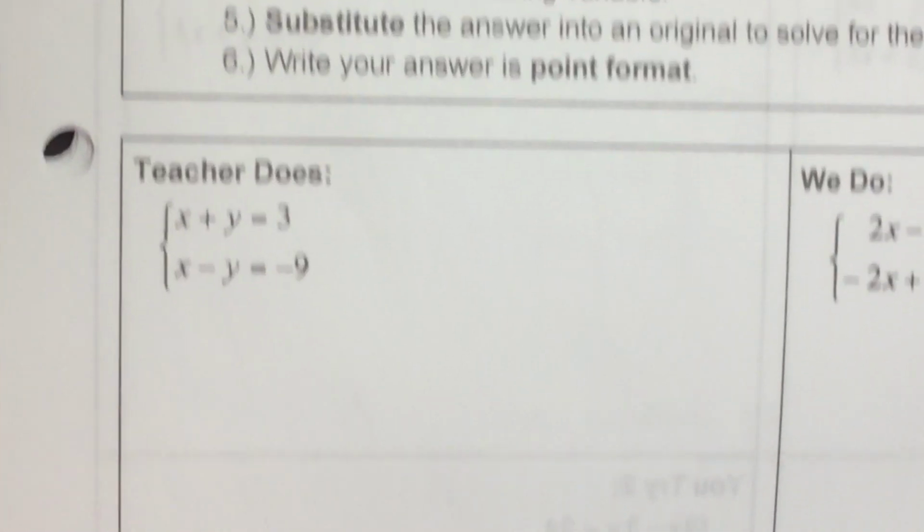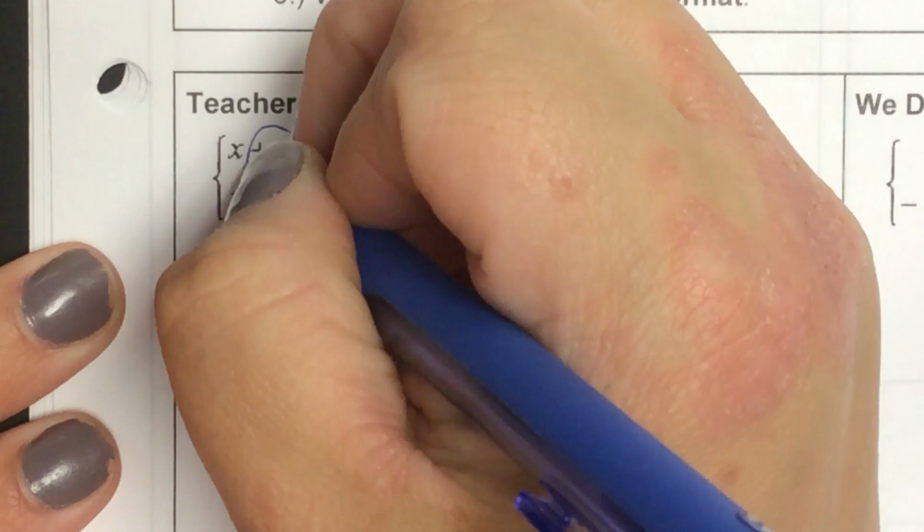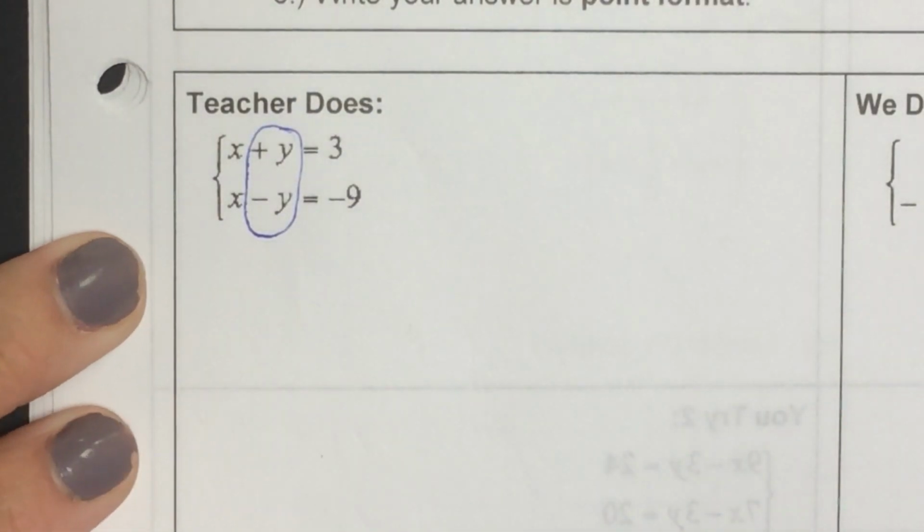So in my teacher problem, notice that neither one of these equations is already solved for x or y, so substitution is not going to be a decent way to try to solve this problem. You could if you wanted to. You could rearrange the equations. But what I do notice about this system is that I've got this positive and negative y going on, and I want to play off of that because that's going to make my life really easy.